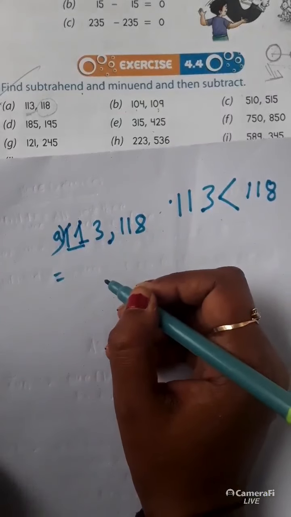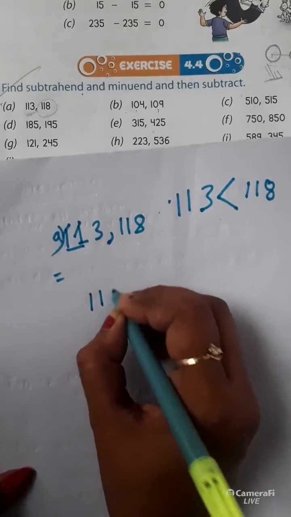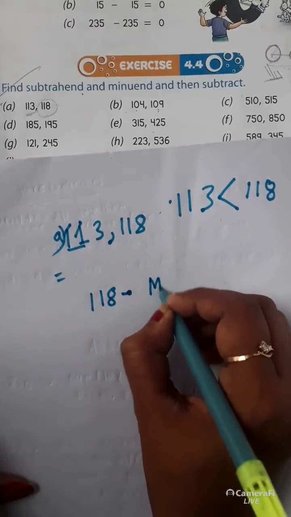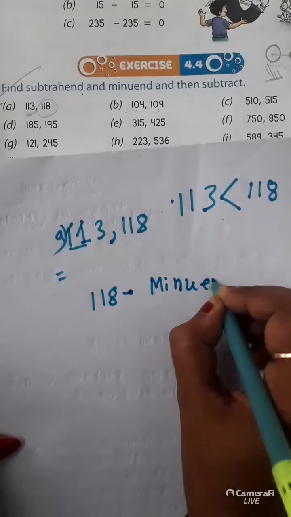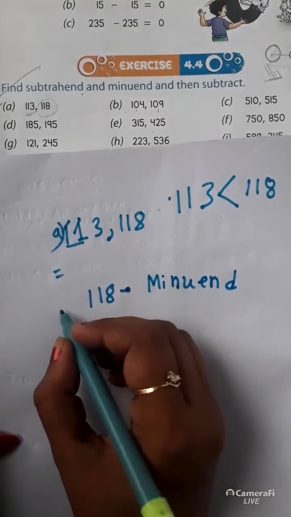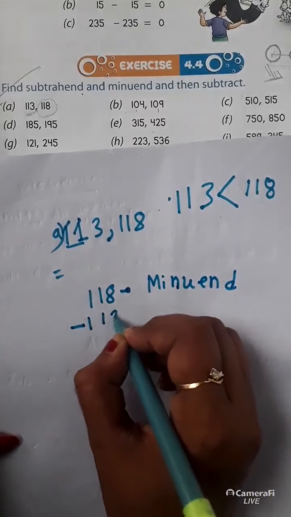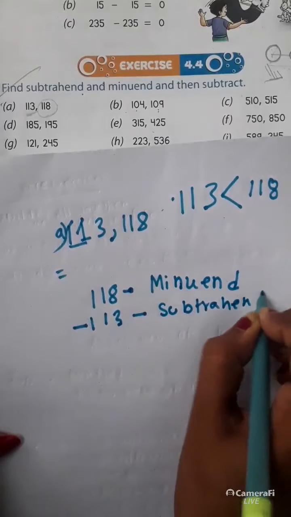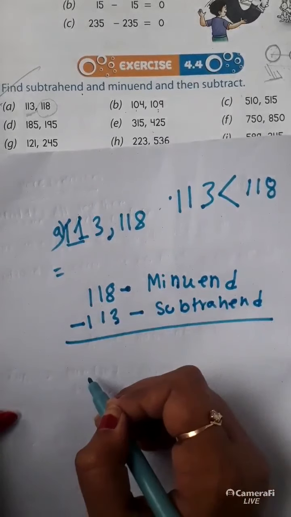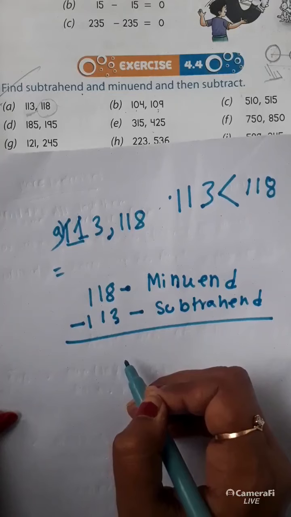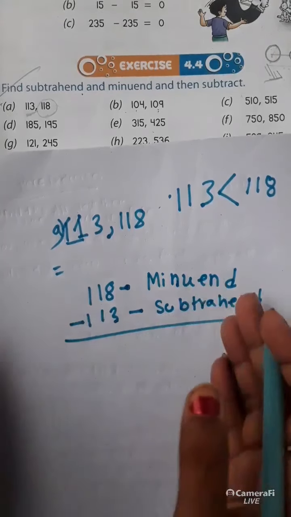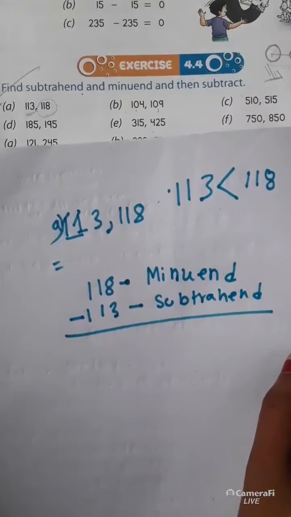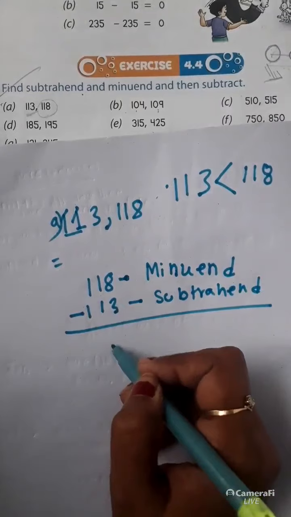So which one will be minuend and which one will be subtrahend? It's very easy. 118 will be what? Tell me everybody. Yes, very good. It is minuend. And which one will be subtrahend? Very good. 113 will be subtrahend. And the answer which will come, that will be the difference. Whatever number comes after subtracting, that one will be the difference. Understood?